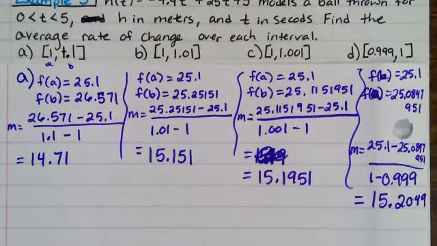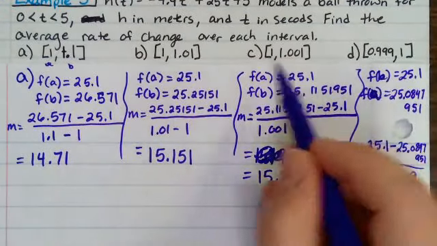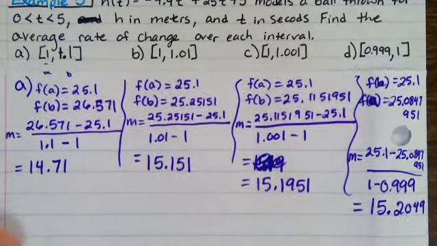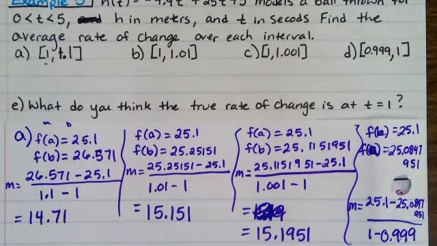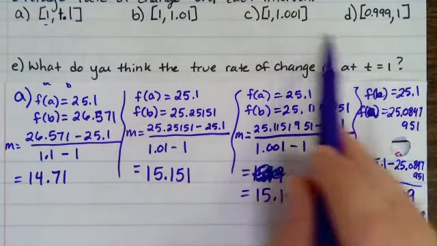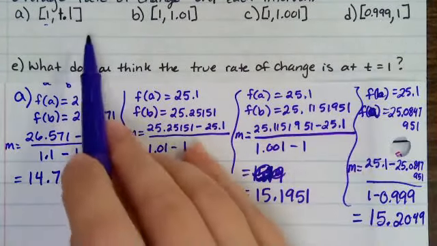And what we're trying to get at is the smaller we can make these intervals, the closer we will get to what the rate of change would be, specifically at the point when t is 1. Okay, notice how close all these intervals were to 1.